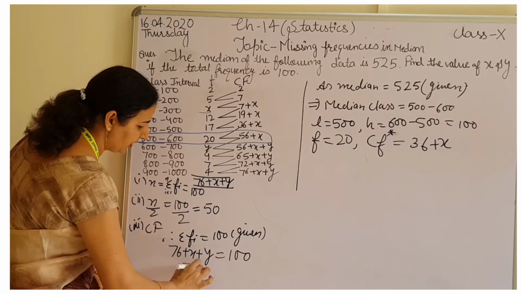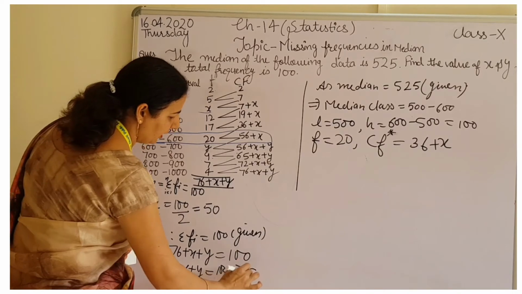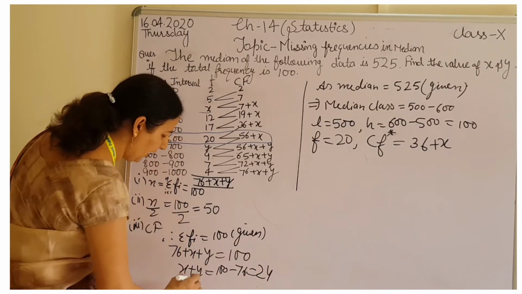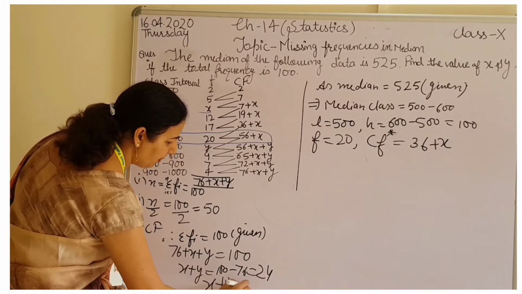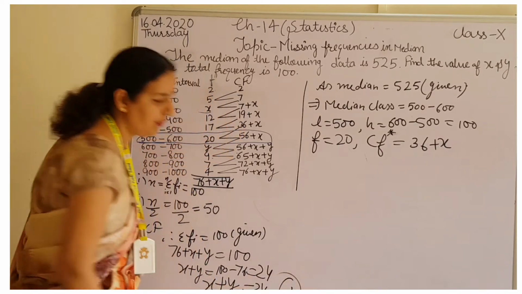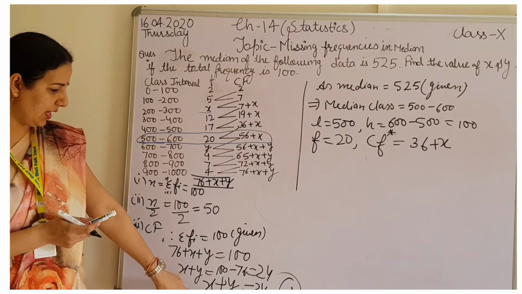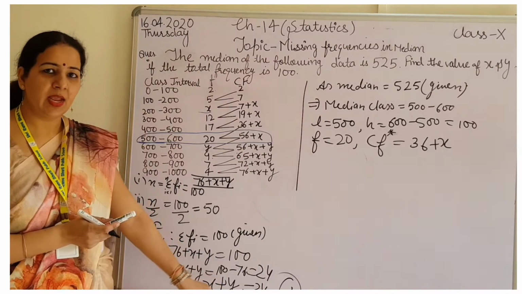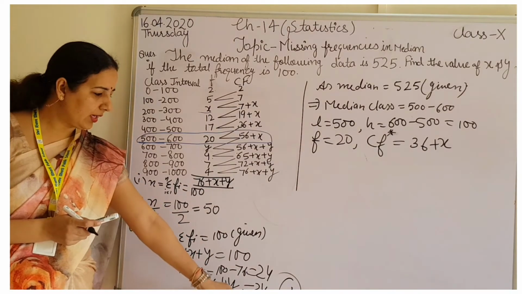It means x plus y is equal to 100 minus 76, which is 24. It means we are having one equation here: x plus y is equal to 24. Name it as equation number 1. We are having one relation here in x and y, that x plus y is equal to 24.